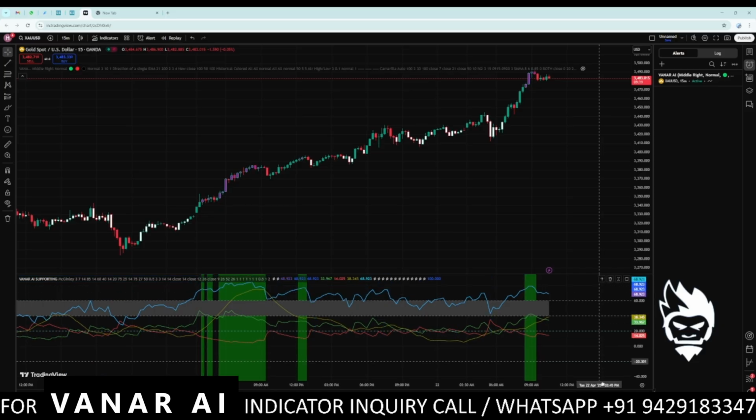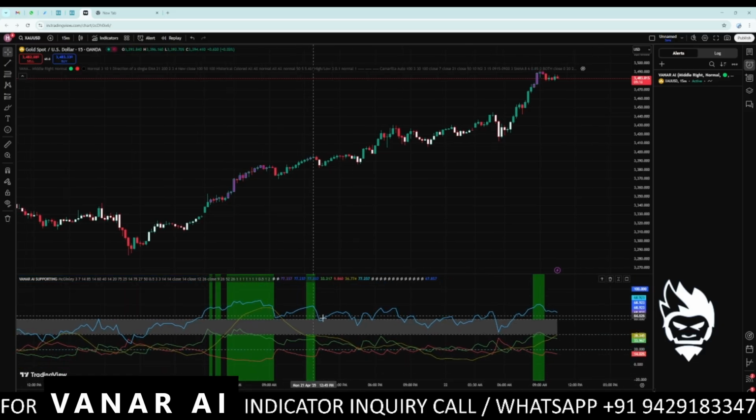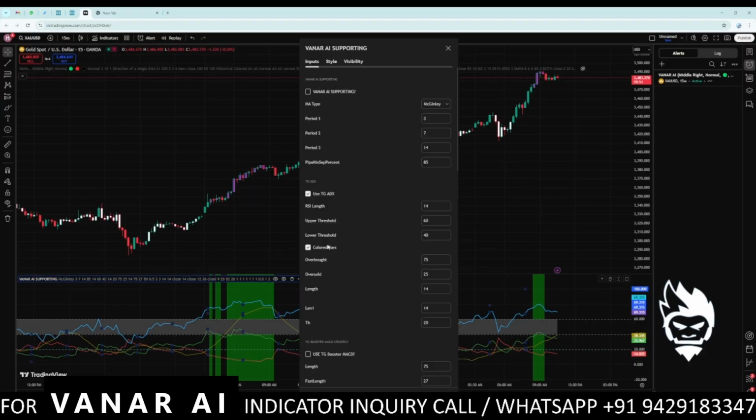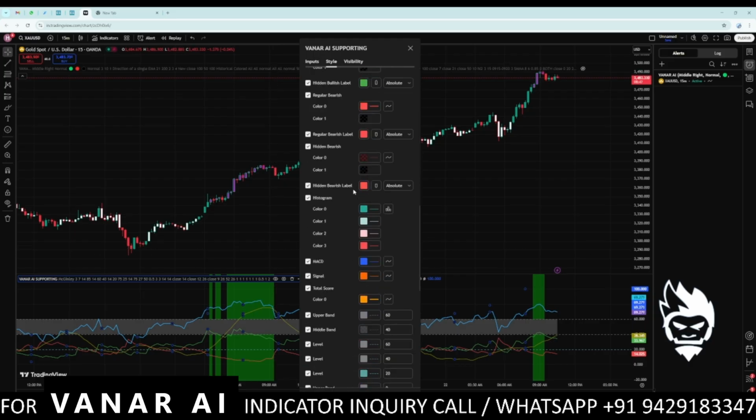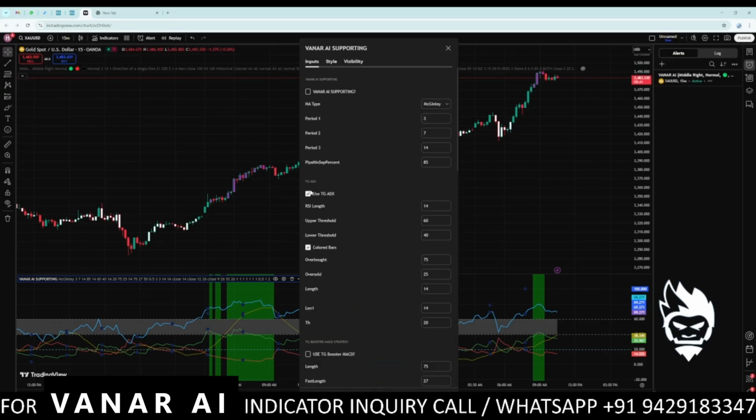You can see the indicator looks like this. Here you can see the blue line that indicates RSI. The green line indicates DI plus, and the red line indicates DI minus. And this yellow line is the ADX line. You can fully customize this indicator. From the style section, you can customize the whole thing. You can change DI plus, DI minus, everything. So this is the indicator.